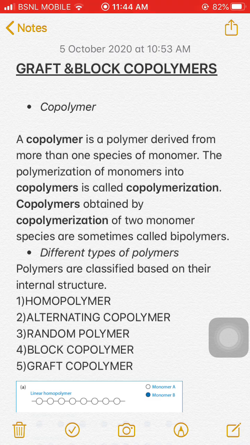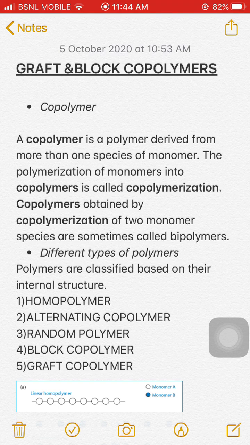Now what is a copolymer? A copolymer, otherwise called a bipolymer, is formed when two monomer species are involved in the formation of a polymer, and the process is called copolymerization. Now there are different types of polymers, and you can classify polymers based on different criteria.